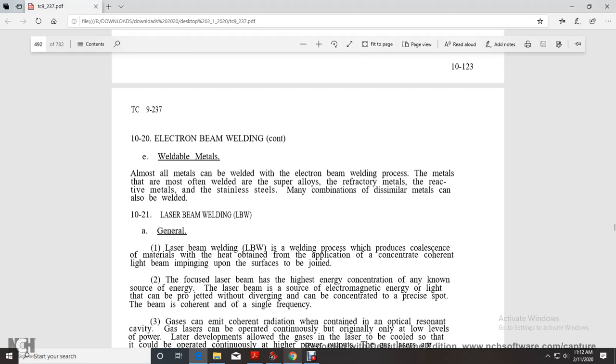Electron beam welding continued. Welding metals: almost all metals can be welded with the electron beam welding process. The metals most often welded are superalloys, refractory metals, reactive metals and stainless steel. Many combinations of dissimilar metals can also be welded.